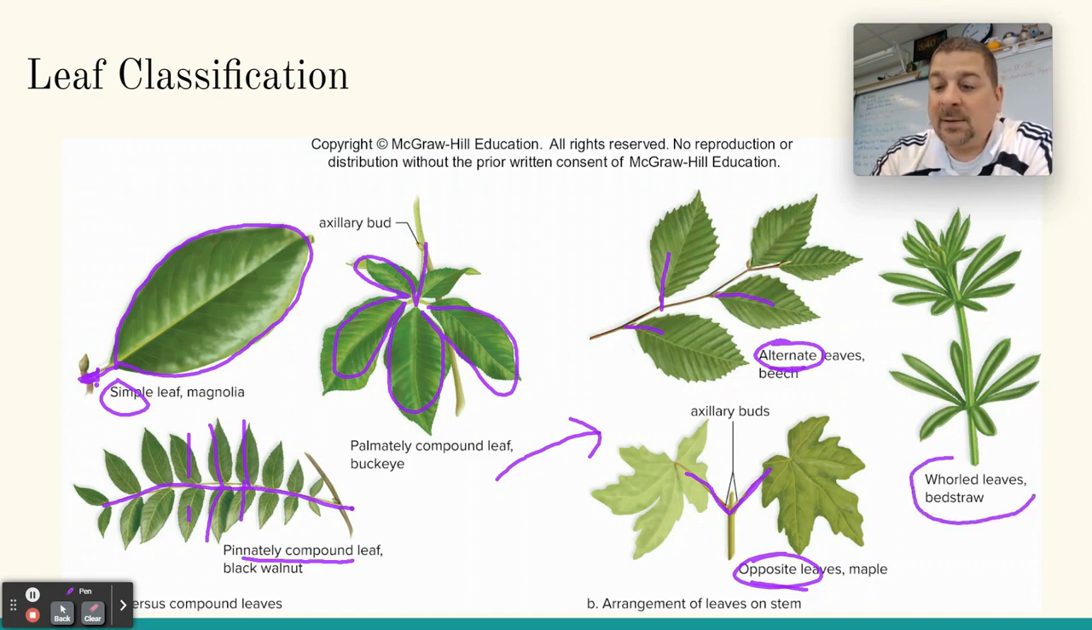Some things like bedstraw, which sometimes we do see out on our walks, would be whorled, okay, where you have one point kind of like opposite, but then you have a bunch of leaves all coming off of that one spot.